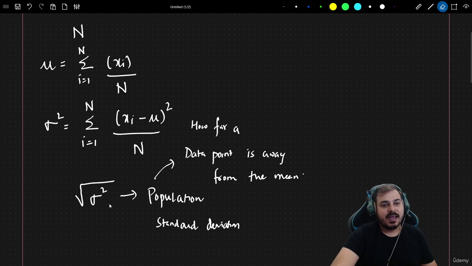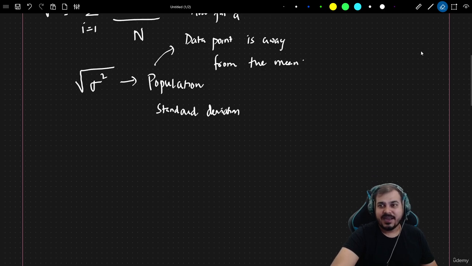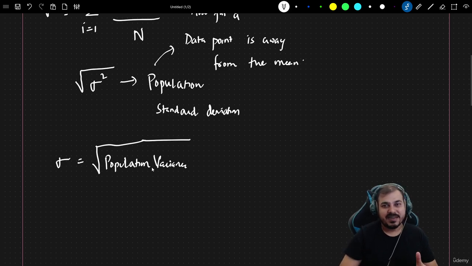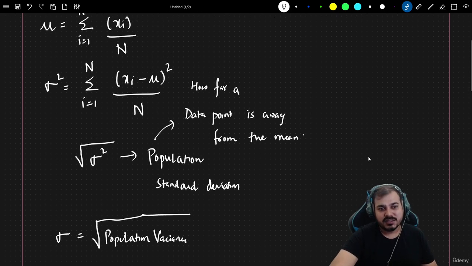Over here you can also denote this as sigma is equal to root of population variance. If you use the population variance as sigma square, you'll get that same thing. So this is perfect.